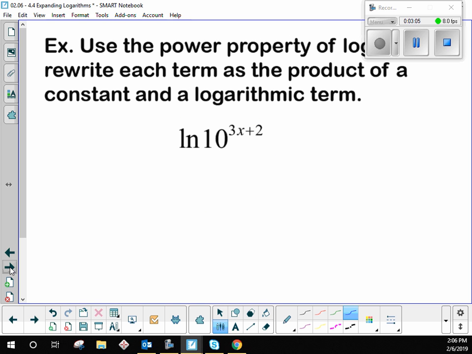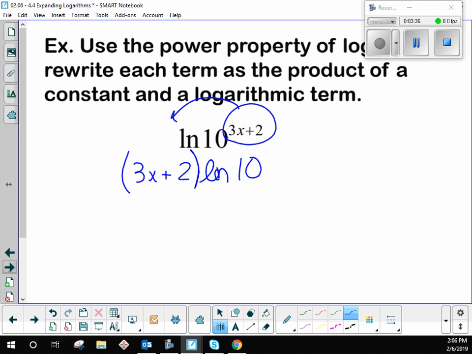Okay, again, use the power property to rewrite. What's the power here? 3x plus 2. What am I going to do with that power? Move it to the front. The whole thing comes to the front. However, this form, that's not what I want. What do you think I need to add in here? Parentheses around what? The 3x plus 2. Very good. Okay. Not the natural log, because that's still just going to be times 2. It's all of this as a coefficient times the natural log of 10. So that's fine. That was fun.